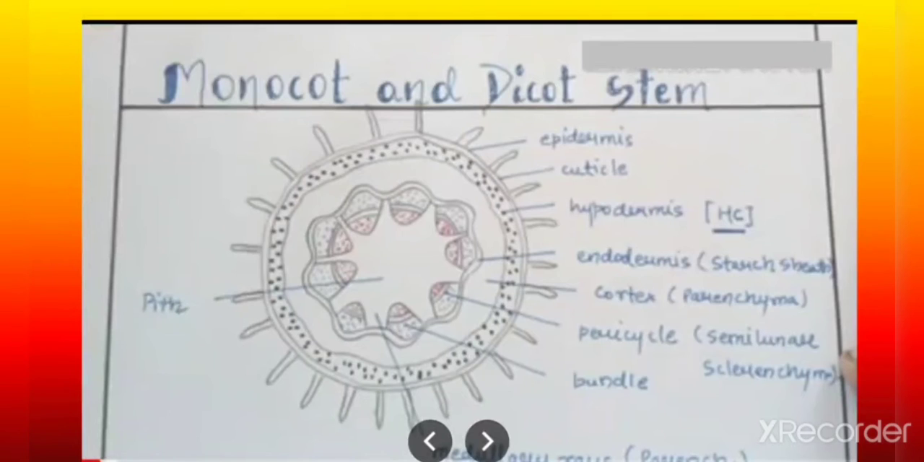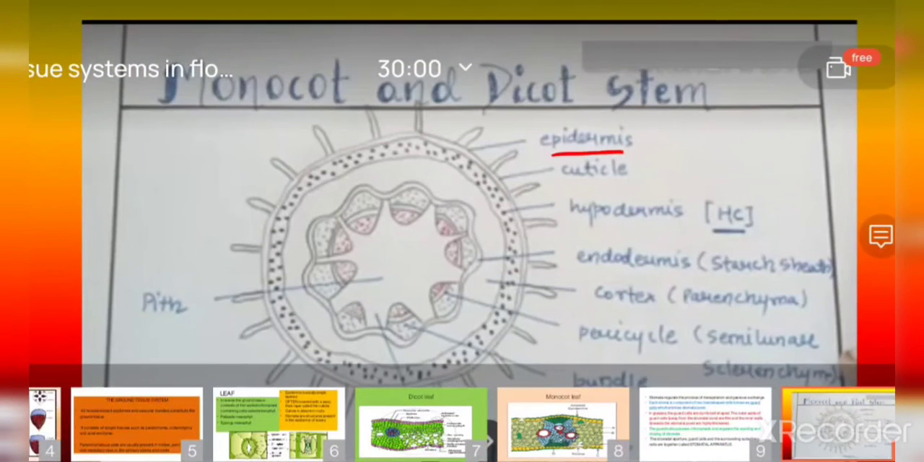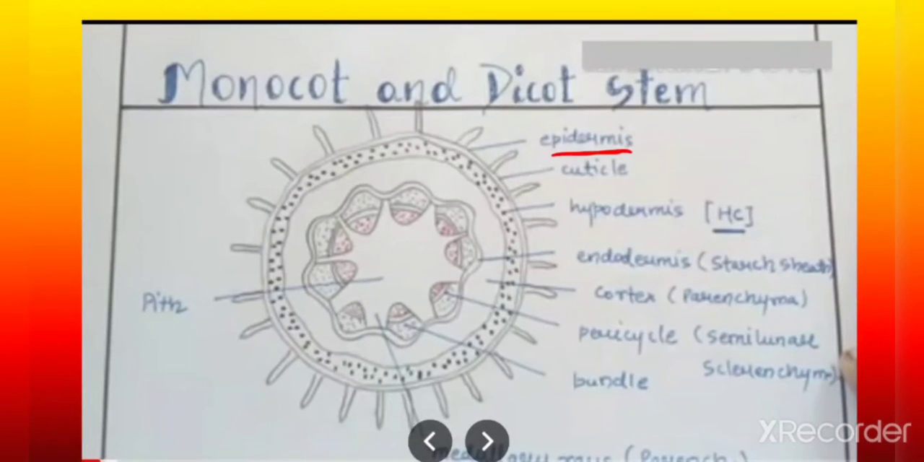Now, we start with the gross anatomy of the stem. So this is a hand-drawn diagram. You need to draw these types of diagrams for your exams also. Keep on practicing these diagrams again and again by drawing. Well, we can notice very clearly this outermost layer, beta, that is the epidermis.